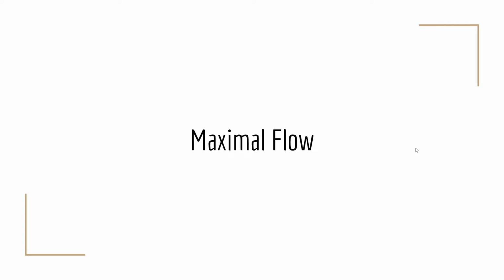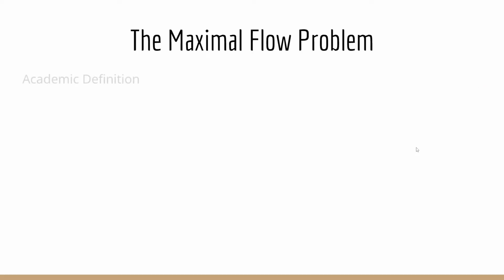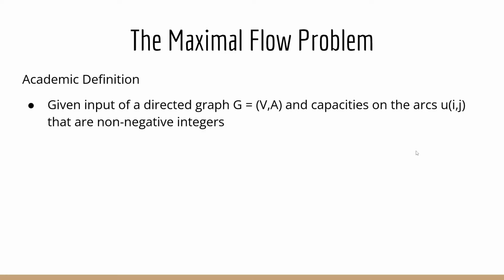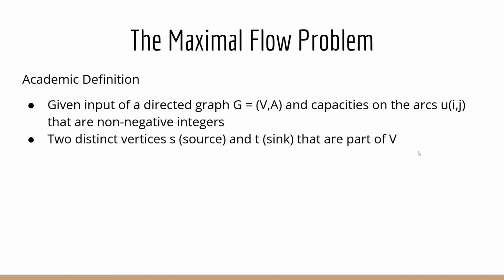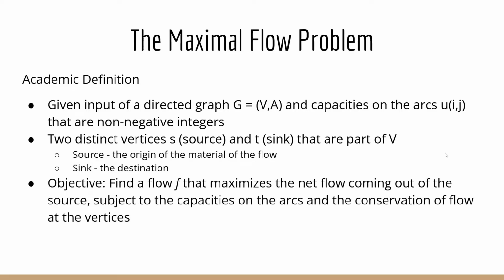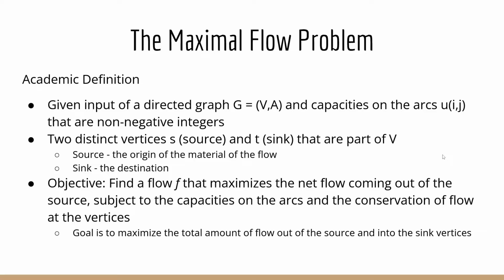Next, I'll be talking about maximal flow. The maximal flow problem: given input of a directed graph G and capacities on the arcs U that are non-negative integers, there are two distinct vertices, S, which is the source, and T, which is the sink, that are part of V vertices. The source is the origin of the flow material, and the sink is the destination. The objective is to find a flow F that maximizes the net flow coming out of the source, subject to the capacities on the arcs and the conservation of flow at the vertices. In short, the goal is to maximize the total amount of flow out of the source and into the sink vertices.